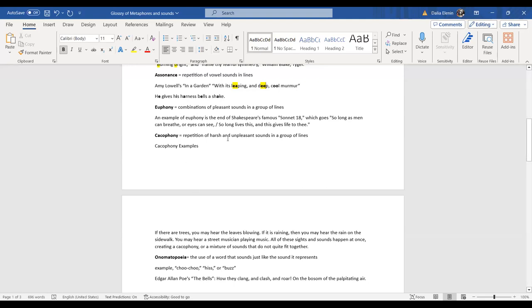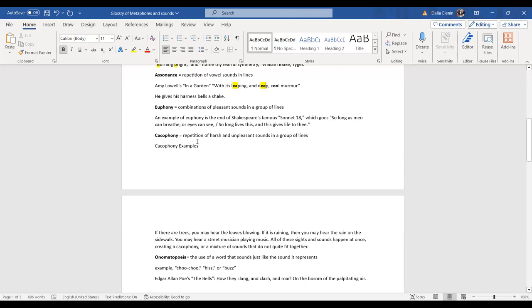Euphony is the combination of pleasant sounds in a group of lines. Look at that. Here is an example of euphony in Shakespeare's Sonnet 18, when he says, "So long as men can breathe or eyes can see, so long lives this, and this gives life to thee." Thee means you in Old English. So prepare yourself, because you will also study something related to Shakespeare. However, we would be able to figure out the different language. But look at the effect here. The euphony is the pleasant effect. Look at the nice words.